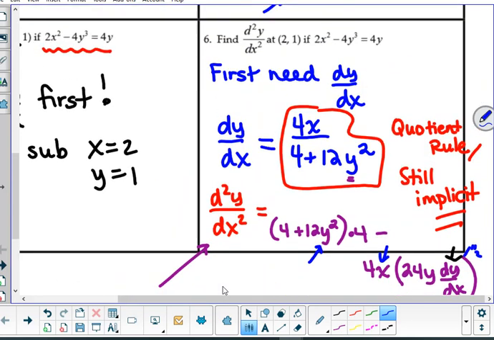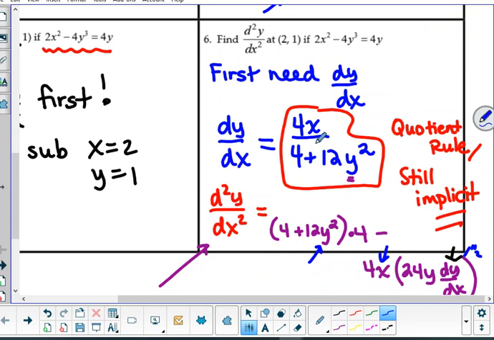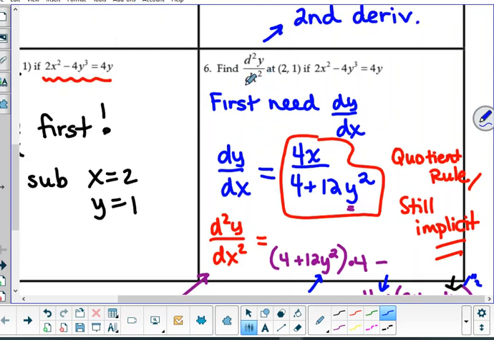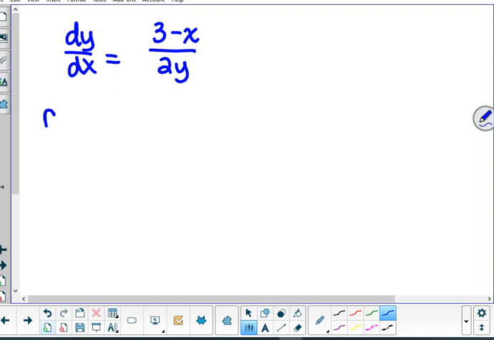Okay. We don't often do a second derivative implicitly, but if we do, you take your first derivative first, get dy/dx equals, and then take the derivative of that. Oftentimes when we've been asked to do this, as I've seen in the AP exam, we have started with a dy/dx. So they might say, okay, dy/dx equals 3 minus x over 2y. Find d2y/dx2.